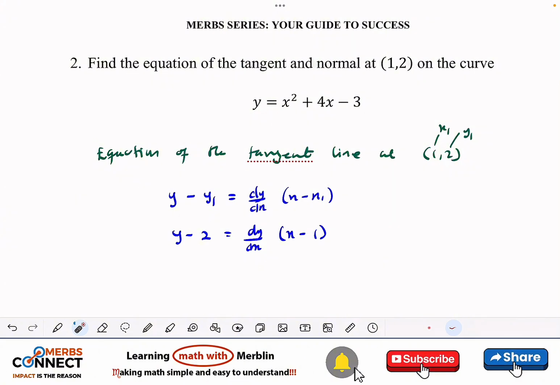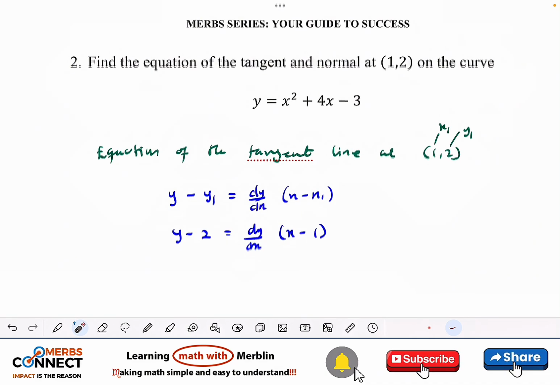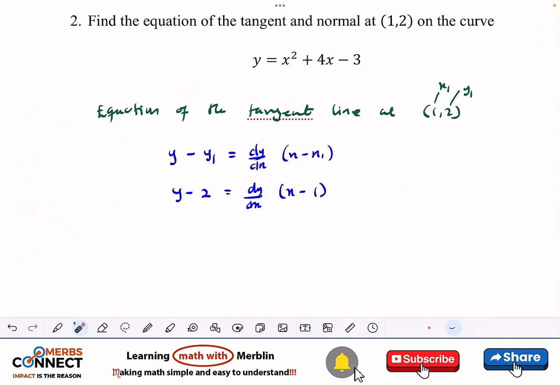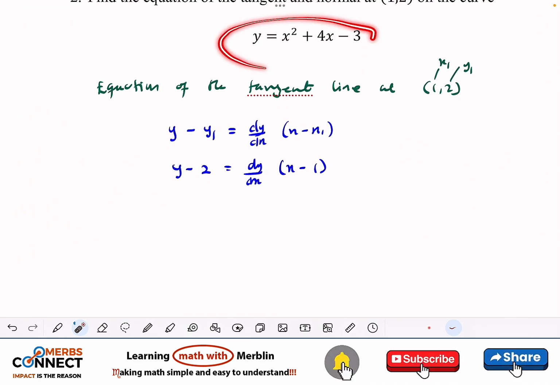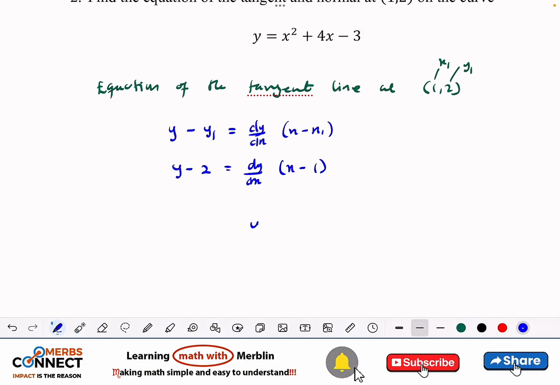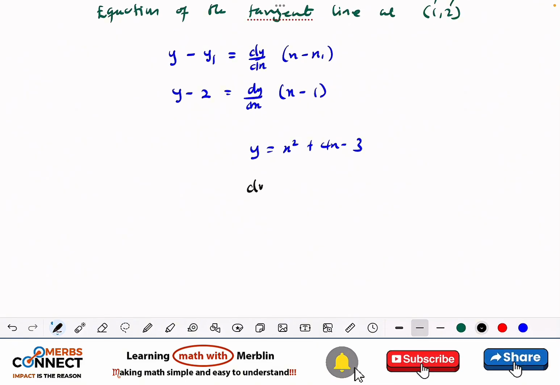So the only hard work that we are going to do here is how to figure out the dy over dx. That's the only hard work that we are going to do here. So let's do that by finding dy over dx here. So we see that y is equal to x squared plus 4x minus 3. So what is dy over dx? Dy over dx will be equal to, when I differentiate this, 2x plus 4, right?